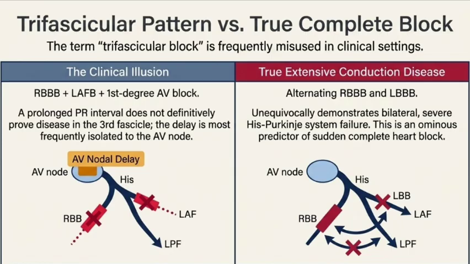Okay, so we have the right bundle branch on one side, and then on the left side, we have the left anterior fascicle, the LAFB, which routes traffic to the front and the side of that chamber. The anterior and lateral left ventricle, yep. Right, and then we have the left posterior fascicle, the LPFB, routing traffic down to the back and the bottom. The posterior and inferior left ventricle, so that is three main lanes total covering the bottom of the heart.